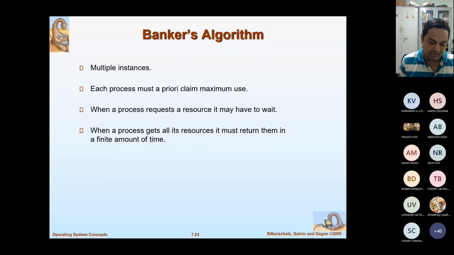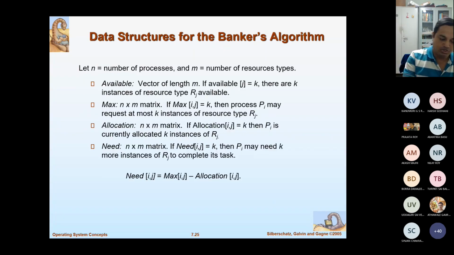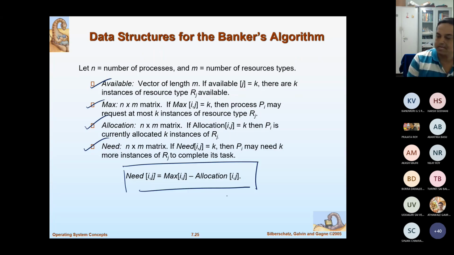Whatever we discuss, the same thing is written here. You have an available, you have a max matrix, you have an allocation matrix, you have a need matrix. How do you get the need matrix? Max minus allocation. The same thing is written here.